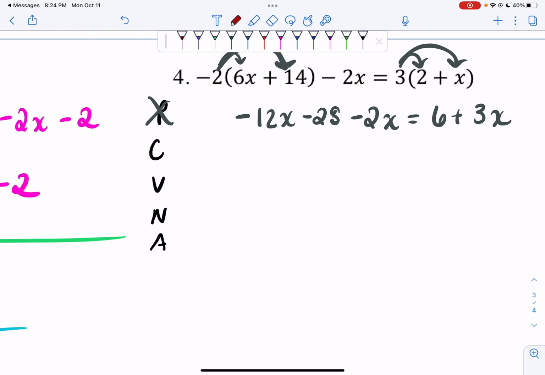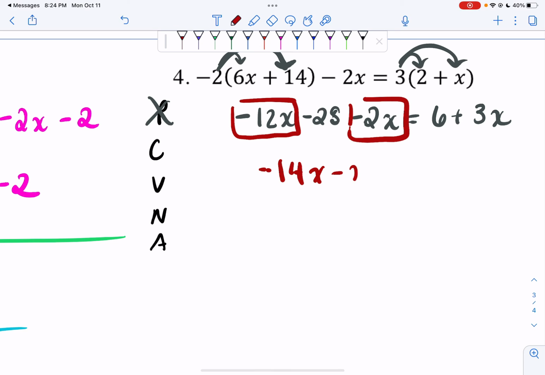They're gone. Can I combine like terms, one side at a time? So look at that left side of your equal. What can I combine here? I can combine negative 12x with negative 2x. Negative 12x minus 2x is not negative 10x. It's negative 14x. So I have negative 14x minus 28. Ooh, much better. Can I combine 6 and 3x? Nope. So I just write 6 plus 3x.